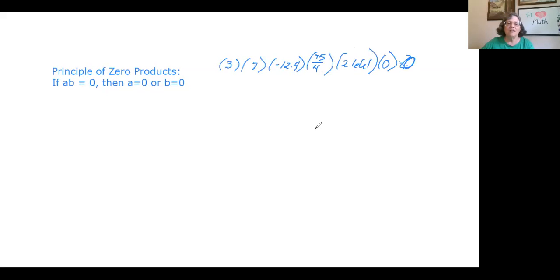So if we can take a problem and rewrite it so that it is a product, then we have the ability to find out what will make any of the factors equal to 0, and that's also going to be an answer.